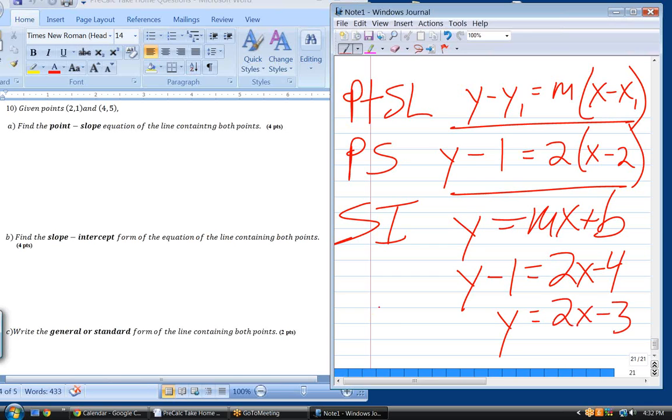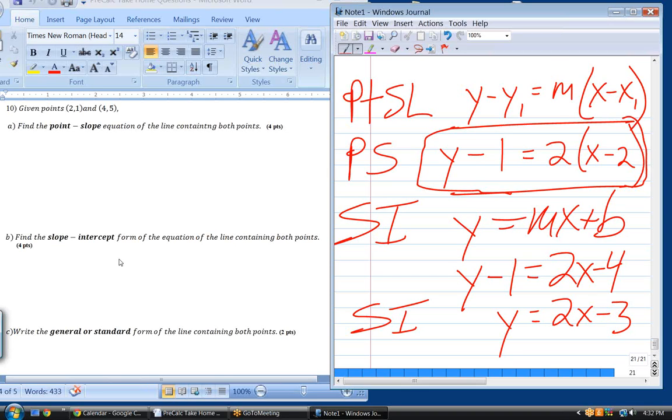-3? That's slope-intercept format. Notice that it was very easy to go from point slope to slope-intercept, as all I had to do was simplify. But I wouldn't simplify that, because point slope format shows that you've got it in point slope format. If you give this as the answer, you're going to give the same answer for part A and part B.